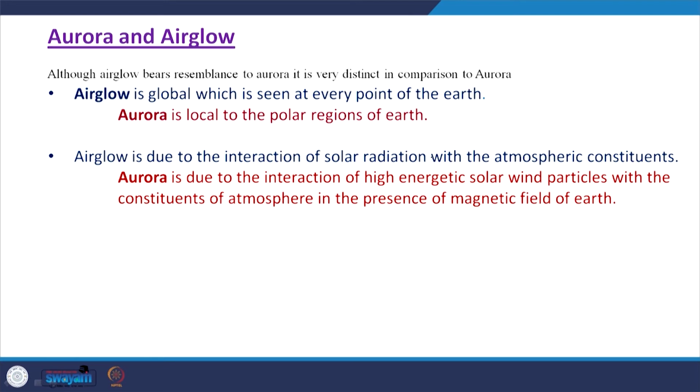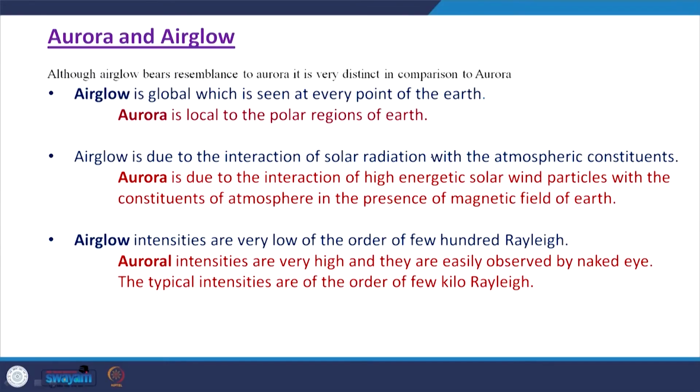Aurora is due to the interaction of highly energetic solar wind particles with the constituents of the atmosphere in the presence of the magnetic field of the earth. So, airglow is when solar radiation, the electromagnetic radiation, is absorbed by the atoms or molecules, and when they give it out, you see airglow. But in aurora, the source of radiation is not the electromagnetic spectrum. Rather, it is the energy that is carried with the energetic particles of the solar wind. So, the nature of energy itself is different here, and this interaction has to happen in the presence of the magnetic field of the earth.